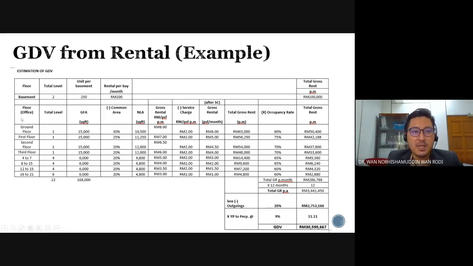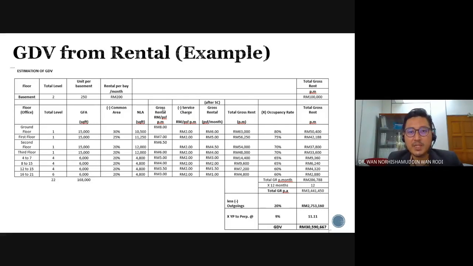So we have certain types of levels. You can see here, you need to search for the unit gross floor area, and then you have to allocate for the common area, and finally you will get the net lettable area for this type of building. And then you should also collect the data on the gross rental. Since our building is not completed yet, you can compare the gross rental from the surrounding, similar types of buildings.